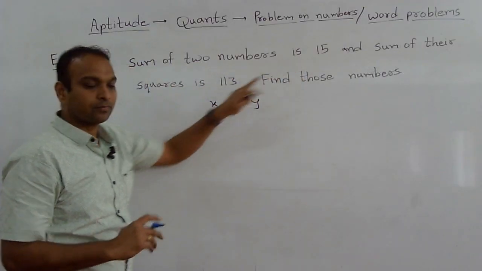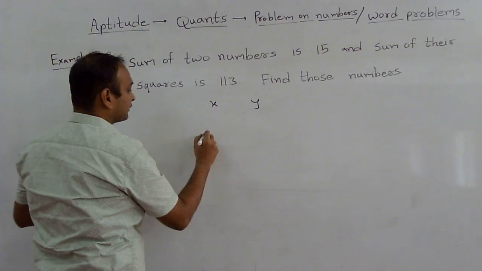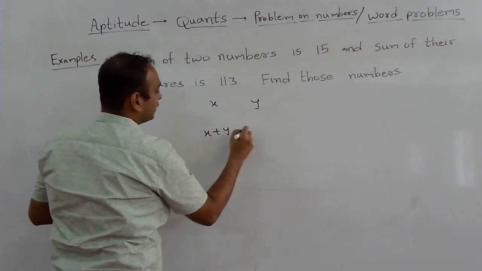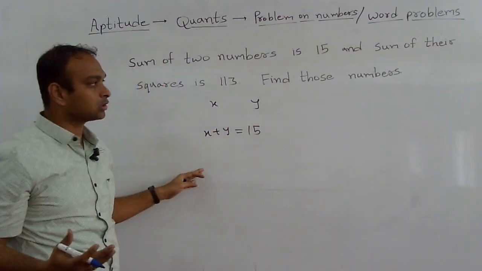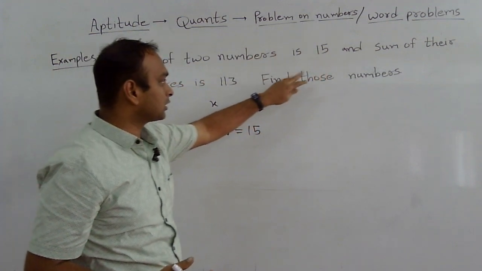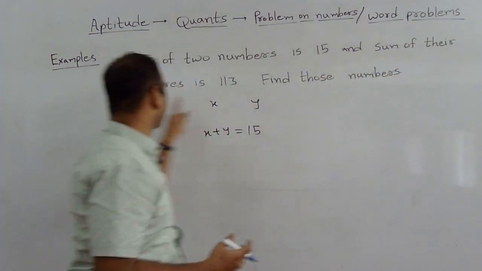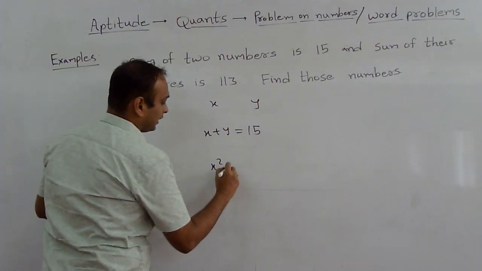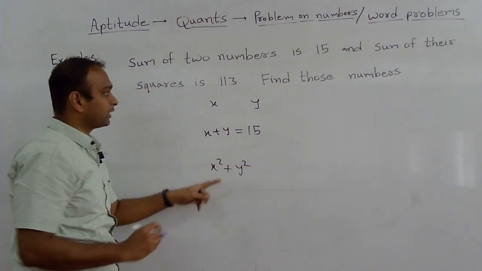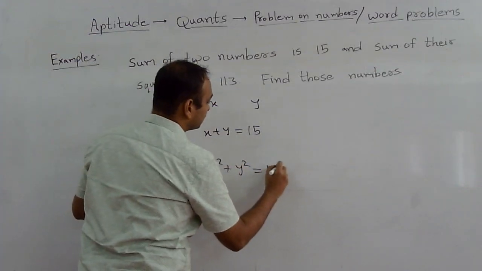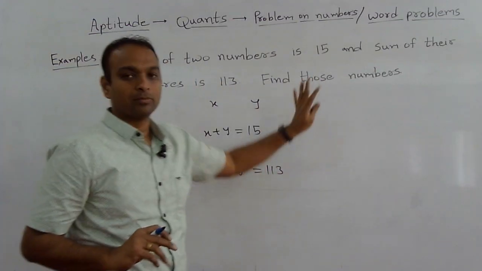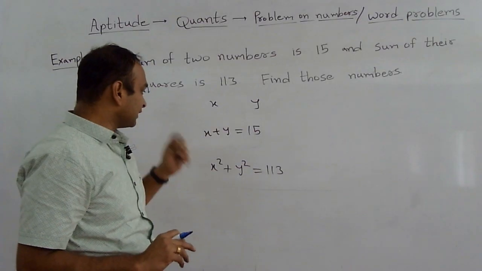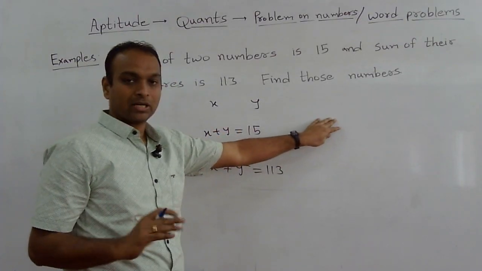Sum of their numbers is 15, so x plus y is 15. Very easy, first equation we got. One more condition is given: sum of their squares is 113. So let's make the squares and their sum, x square plus y square, which is given as 113. Find those numbers. Okay.